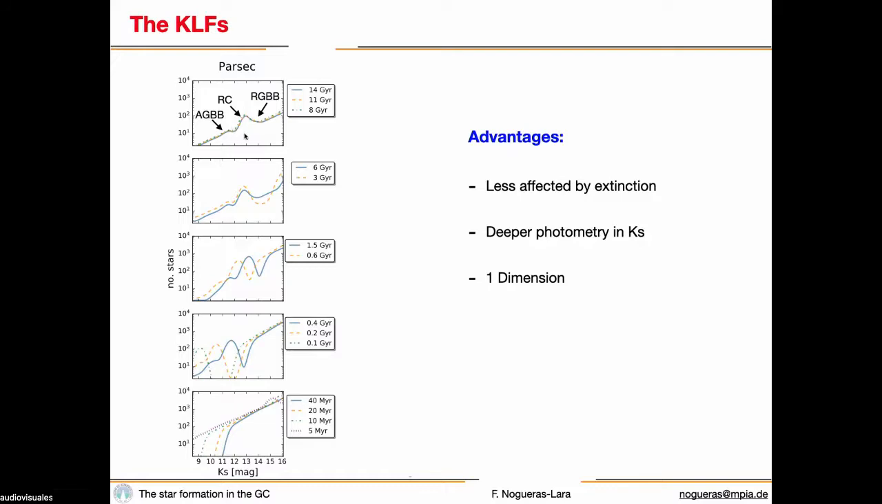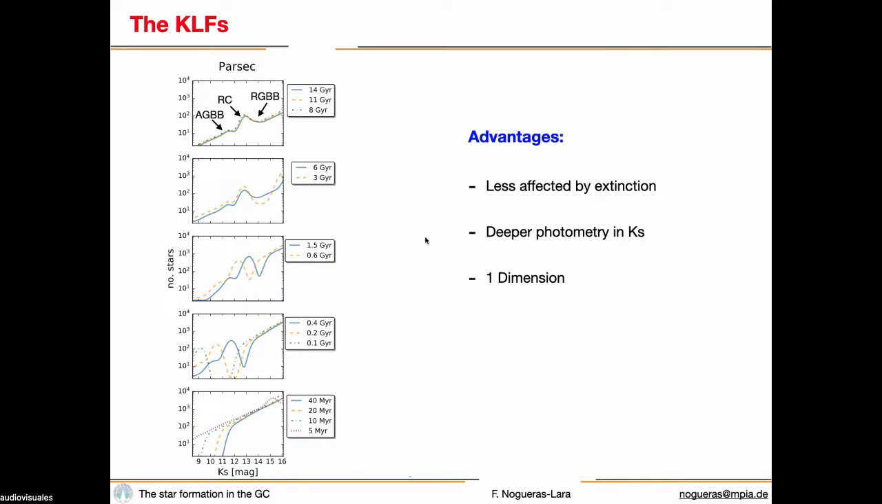Again, the same features I showed you before: the asymptotic giant branch bump, the red clump, and the red giant branch bump. And here we see how these features and the relation between them are going to change depending on the stellar populations that we have there. And this is very, very important in order to know more about the stellar population and the star formation history that we have in this extreme environment.